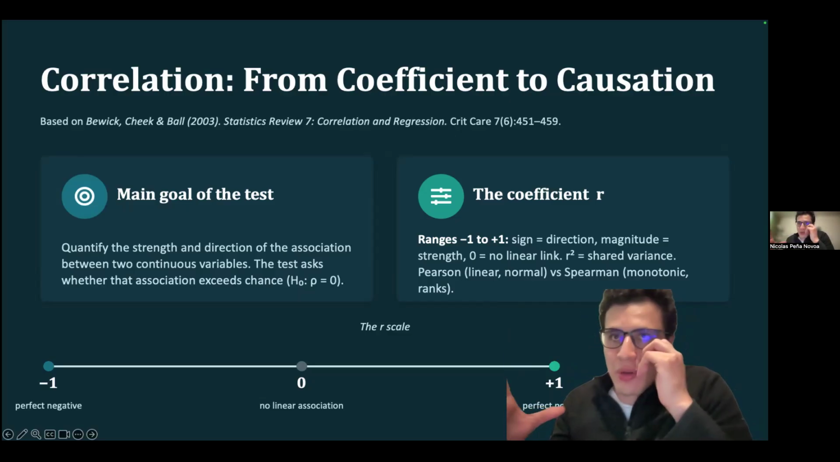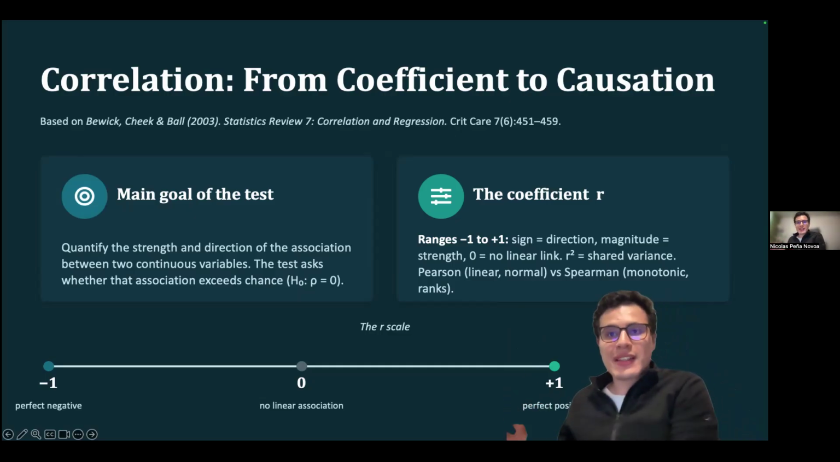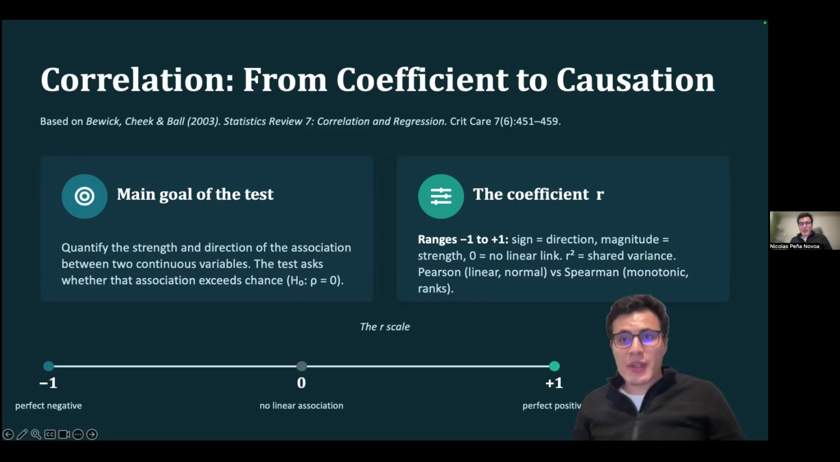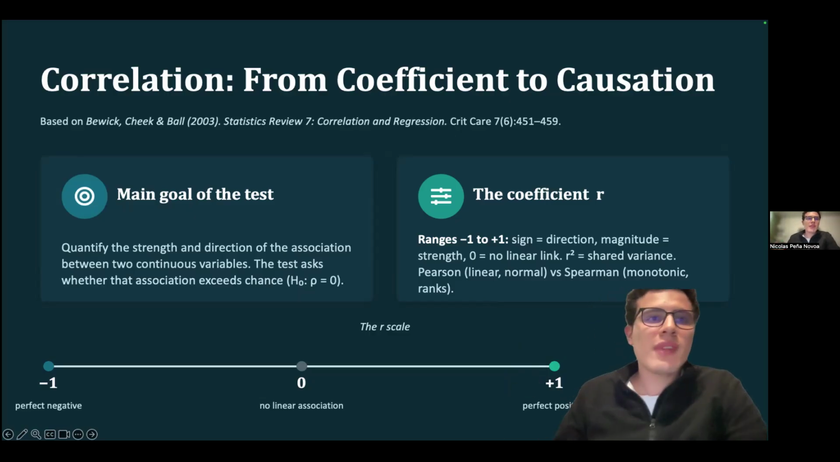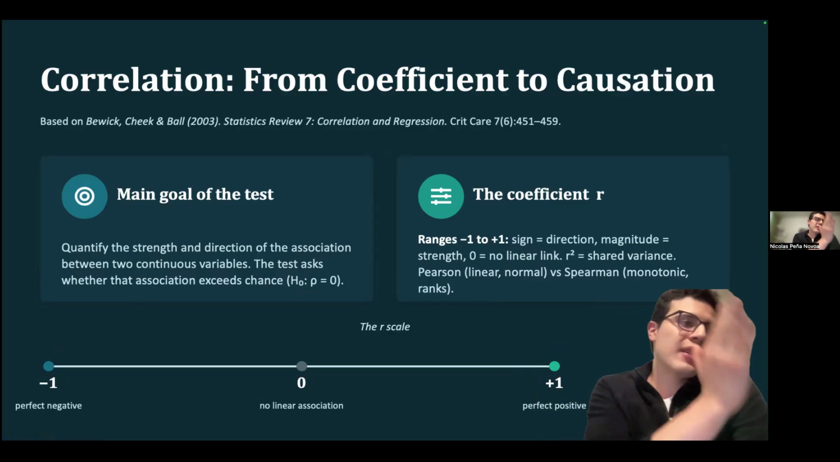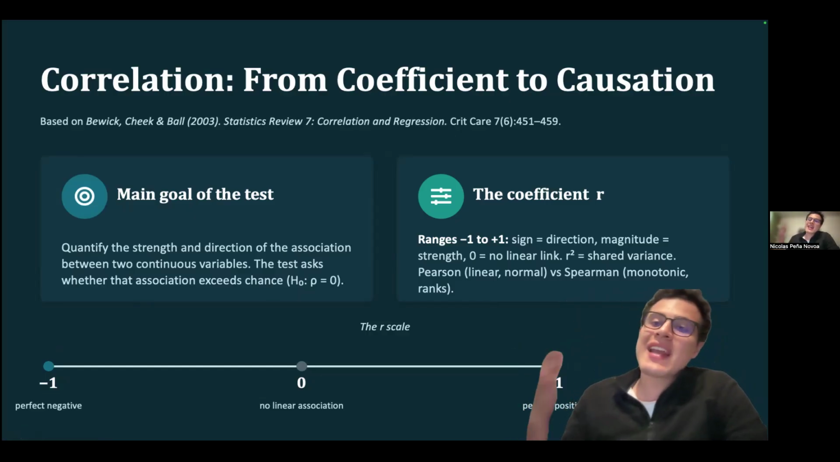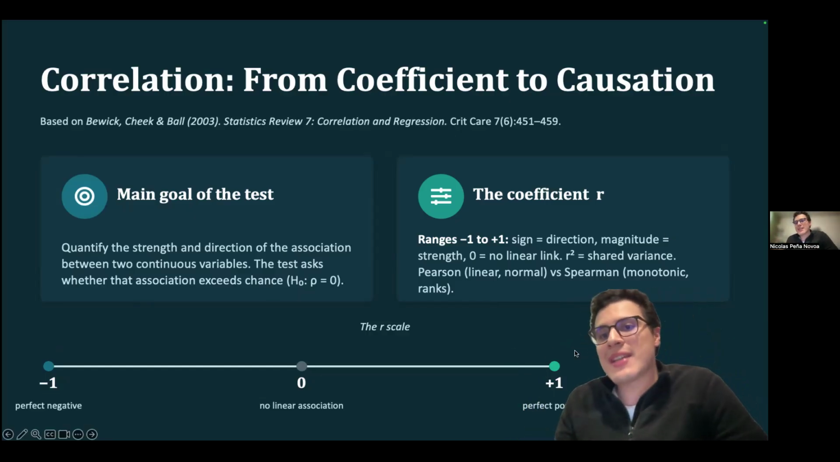The other thing that you have to be aware of is to choose the correct statistical test. If your data is normally distributed, you have to choose the Pearson correlation. But if your data is not normally distributed, you have to choose the Spearman correlation, which is the non-parametric approach for correlation. As I said, the coefficient R starts at -1, which is a negative correlation, and +1 is a positive correlation.